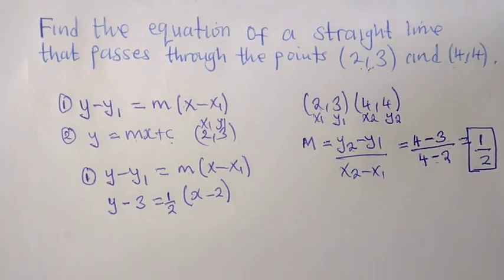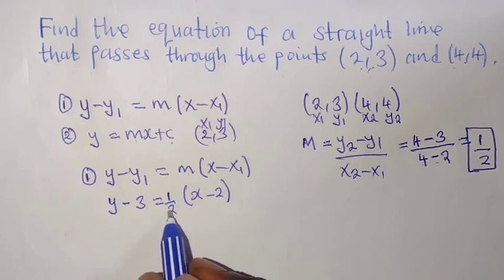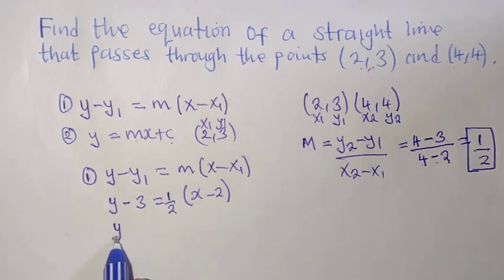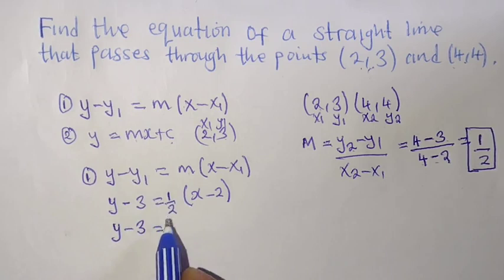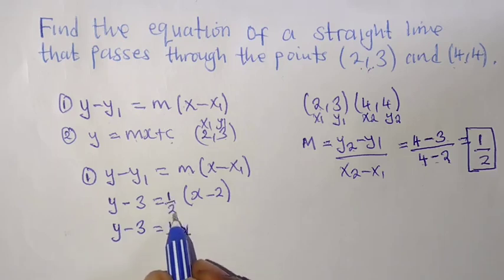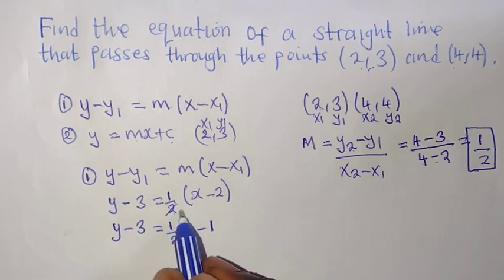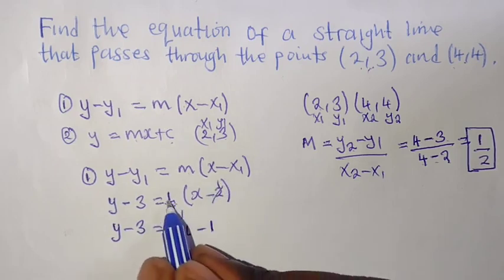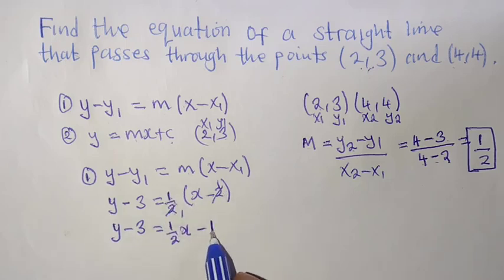From here, we can open the brackets by multiplying with 1 over 2. So we are going to have y minus 3 equals 1 over 2 times x, which will be 1 over 2 x. Then 1 over 2 times minus 2 will be minus 1. So 2 here, 1; 2 here, 1. So 1 over 1 times 1 is this 1.